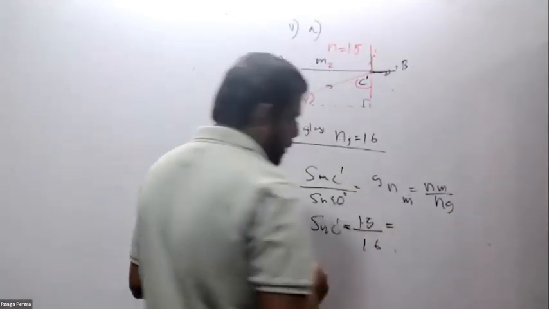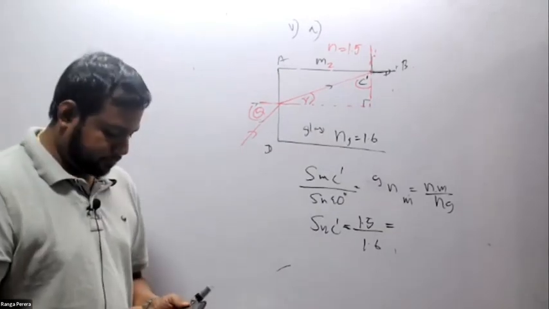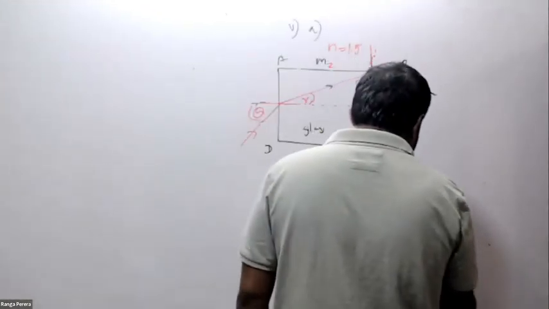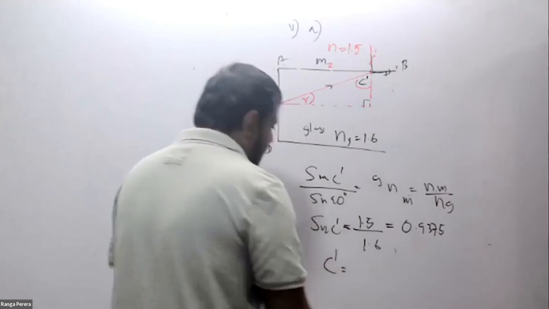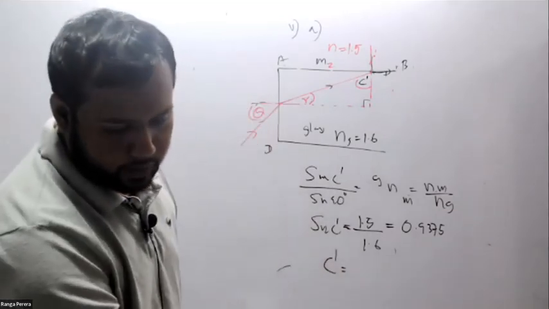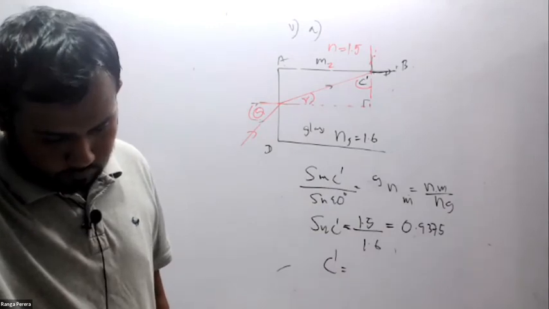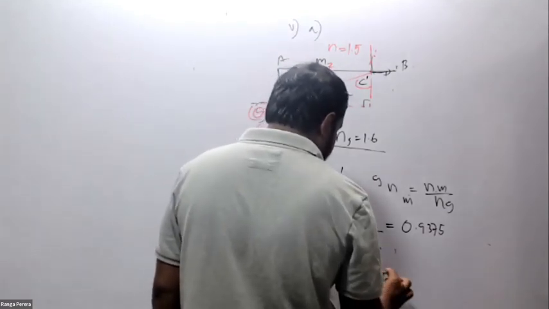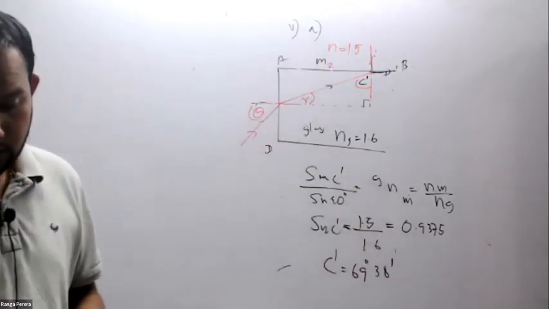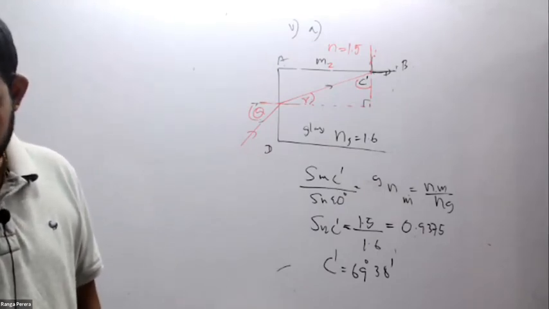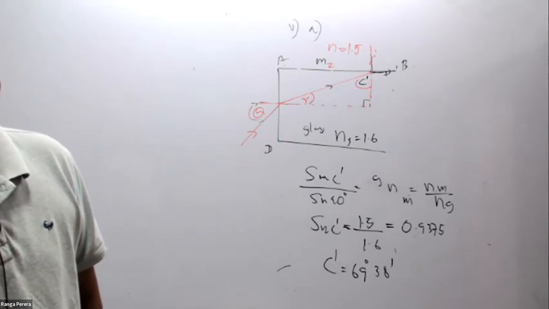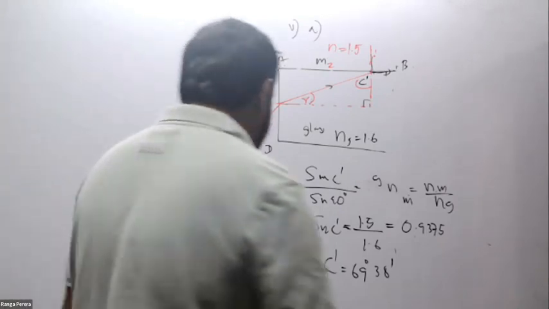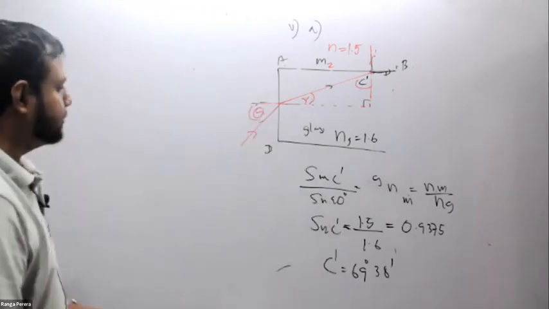Sin C dash equal 1.5 divided by 1.6, 0.9375. C dash equal, what is that value? Anyone of you calculate that? 69.38. Okay, Nathan, I hope it is the answer. Right, 69.38 degrees. Next one.